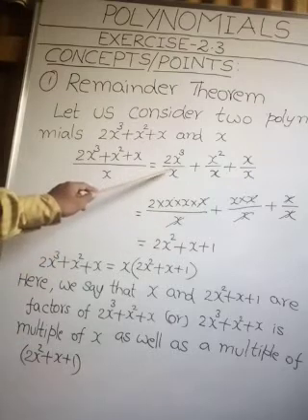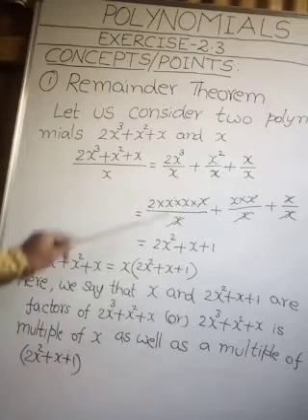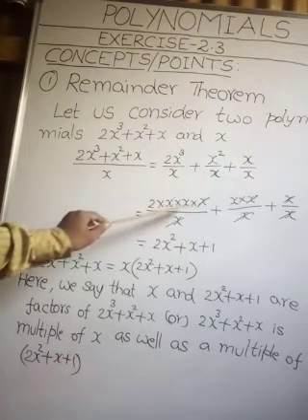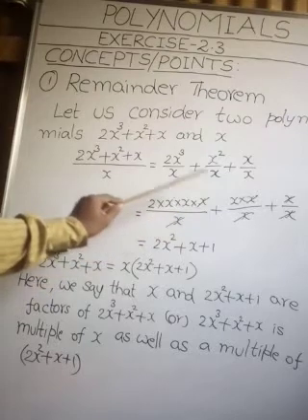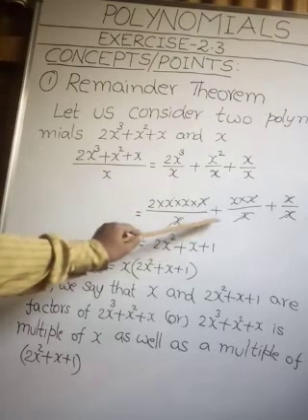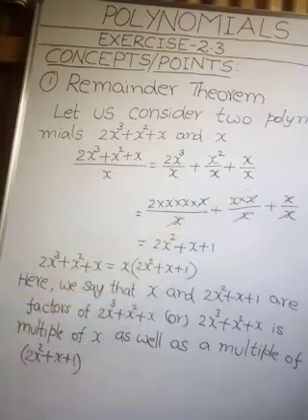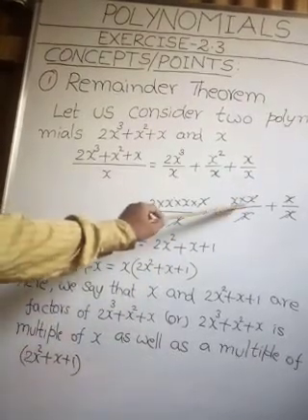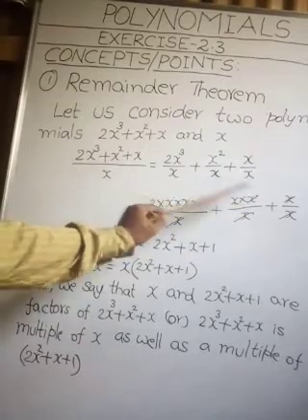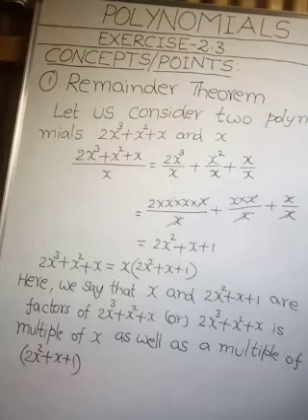Now come to the first term. In the numerator, what is there? 2x cube. This can be written as 2 into x into x into x, divided by x. Plus the second term, x square. x square means x into x. So in the numerator I wrote x into x divided by x. Plus here x by x. I wrote the third term as it is.